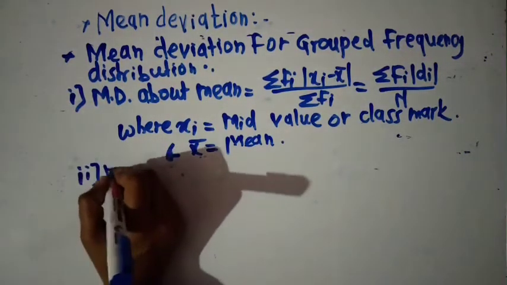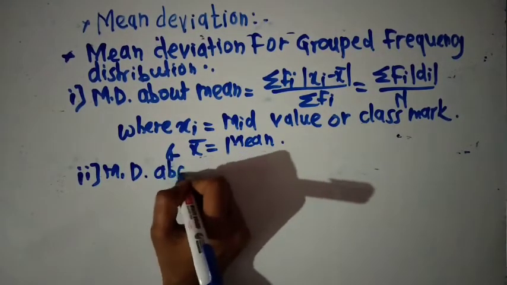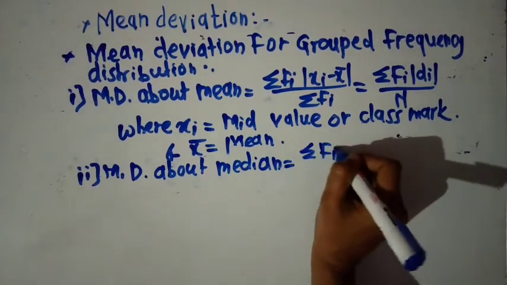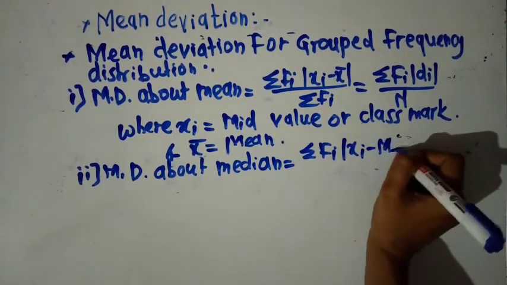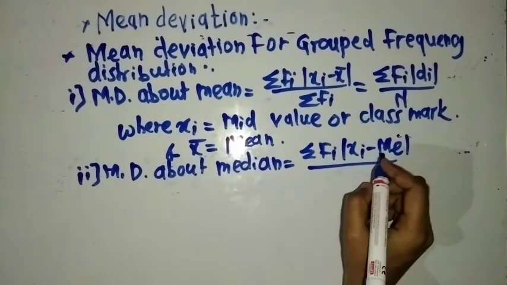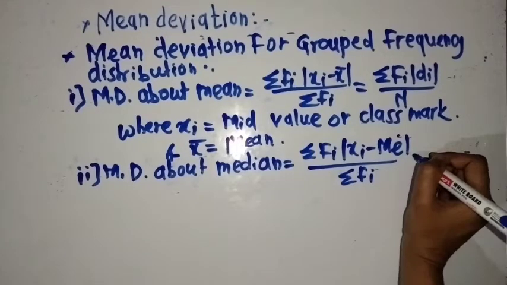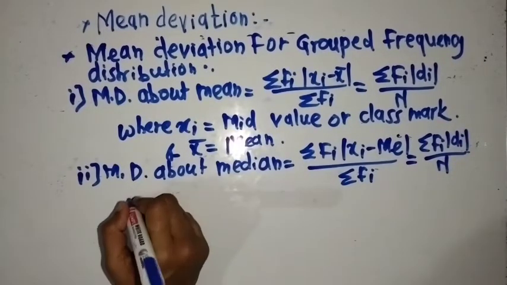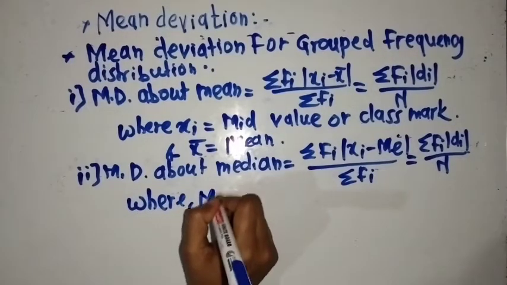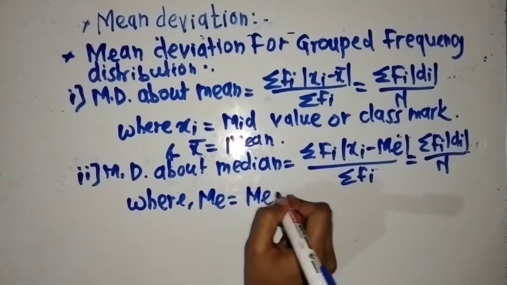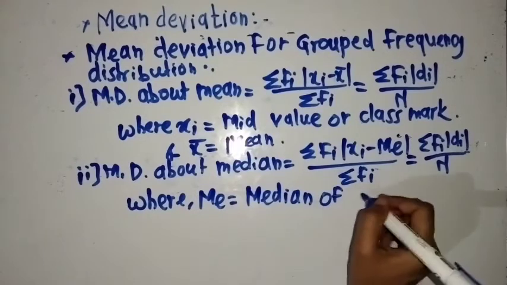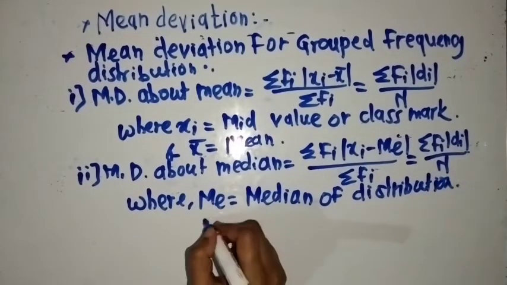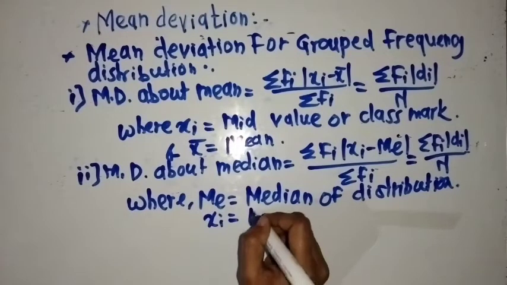Then second, mean deviation about median is equal to summation of fi mod xi minus Me upon summation of fi is equal to summation of fi into mod of di upon n, where Me is the median of distribution. And xi is equal to mid value.